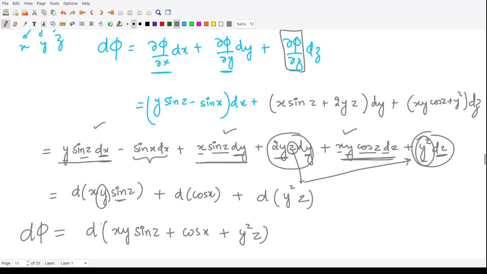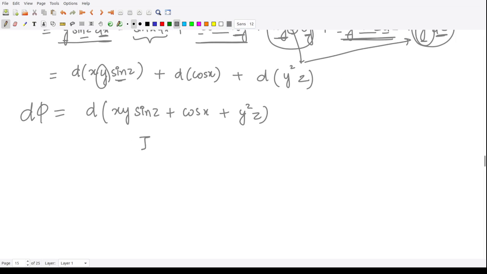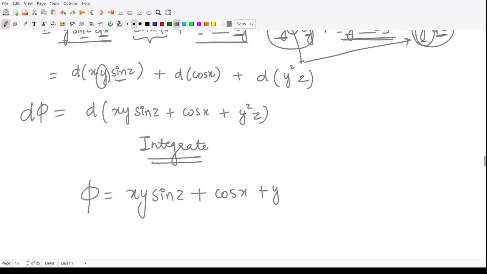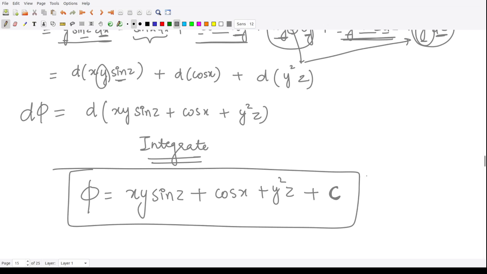Because we are to calculate phi, we can integrate on both sides. So when you integrate, you have the value of phi equal to x y sin z plus cos x plus y square z, and moreover we also have some constant of integration. So this is the corresponding velocity potential that we were asked to calculate. So I hope you understood this concept well. The questions are pretty simple. All you have to know is the formulas.